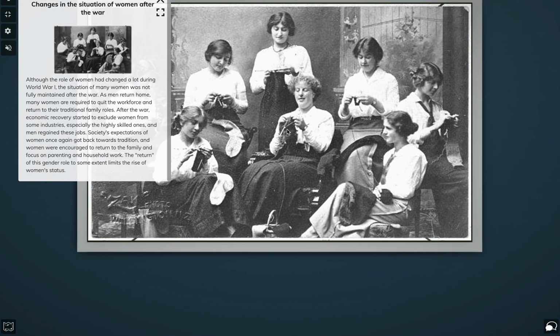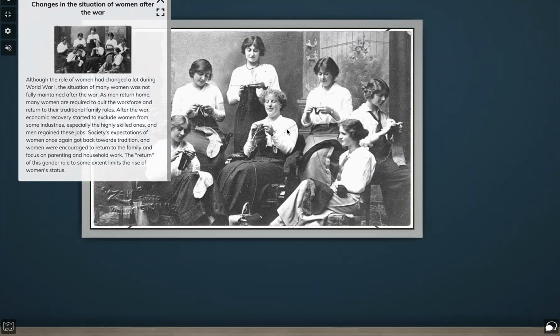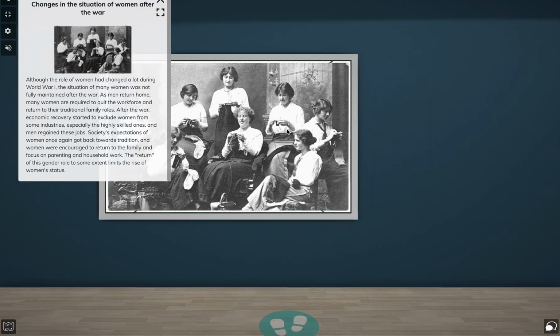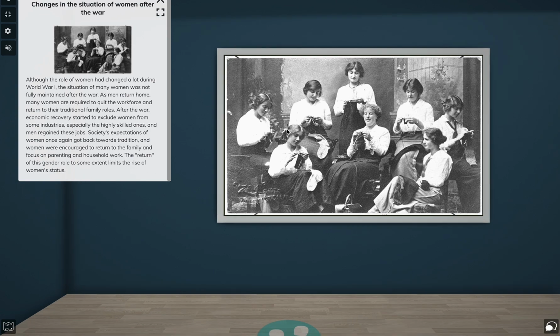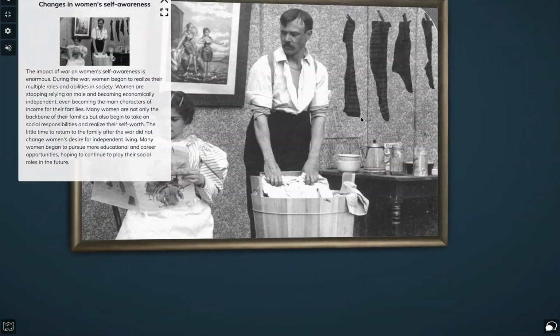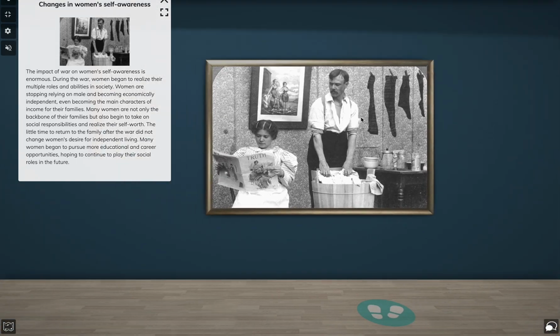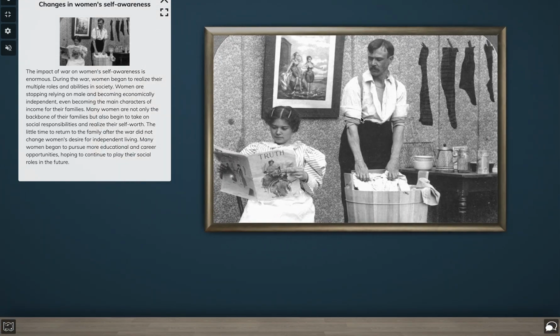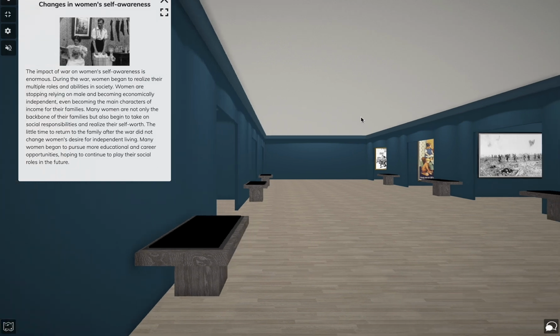Changing in the situation of women after the war. Although the role of women had changed a lot during the war, when the war finished, the men came back and a lot of the women just went back to their families and did the daily work. The changing in women's self-awareness. However, there were a lot of women who, after the war, wanted to live for themselves, and they realized their self-worth and wanted to take on social responsibilities.